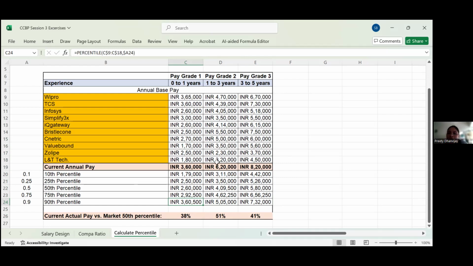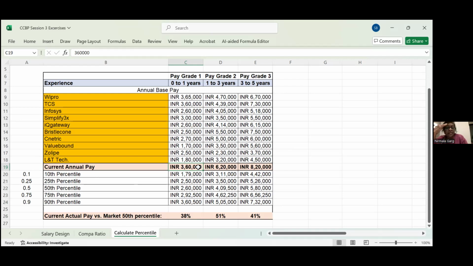Now, what is your interpretation? Typically, what do you do for Grade 1? We need to look at the 50th percentile, because that is your market median, and say, hey, where are we vis-a-vis the market median? So obviously, the market median is 2,60,000 and we are way ahead. Now, one way of looking at it is, by what percentage am I higher than the market median? Are you with me? What I'm trying to say is, by what percentage is the current actual pay higher than the market median?